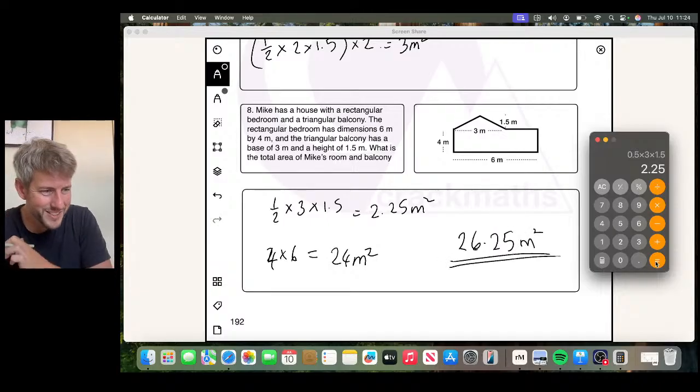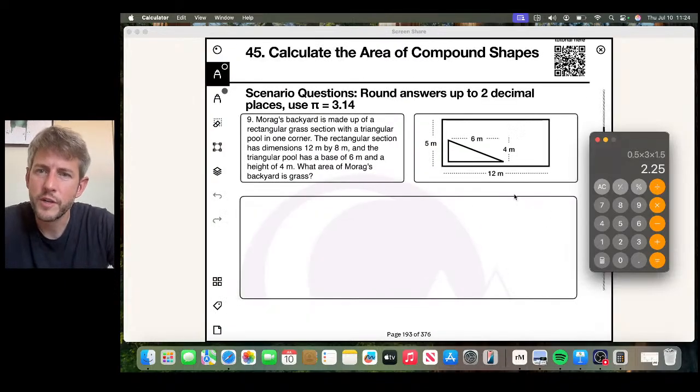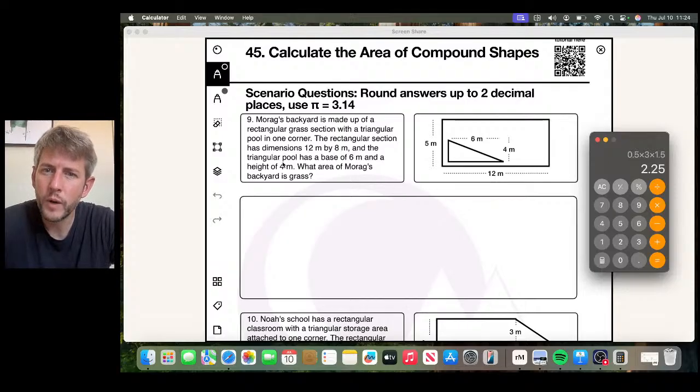Okay, 2 more questions to go. Right, here we go. Question 9. Morag's backyard is made up of a rectangular grass section with a triangular pool in one corner. The rectangular section has dimensions 12 meters by 8 meters, and the triangular pool has a base of 6 meters and a height of 4 meters. What area of Morag's backyard is grass?